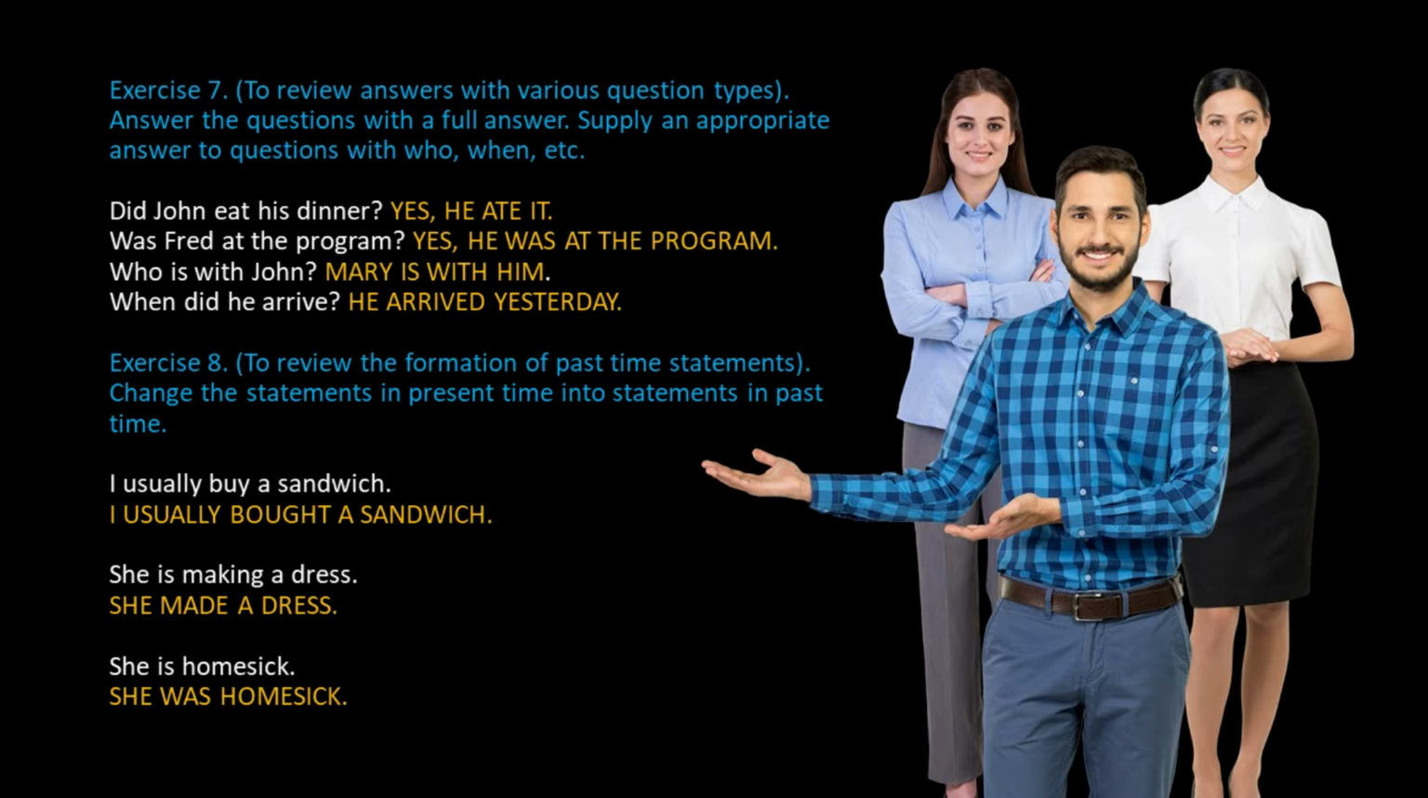Exercise 8. To review the formation of past time statements. Change the statements in present time into statements in past time. For example, I usually buy a sandwich. I usually bought a sandwich. She is making a dress. She made a dress. She is homesick. She was homesick. Now, please do the following exercise. You can pause your video until you finish the exercise.